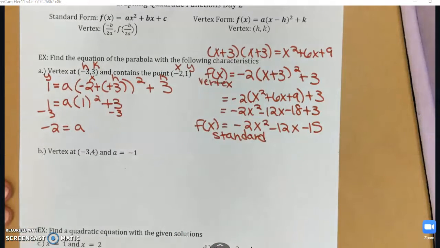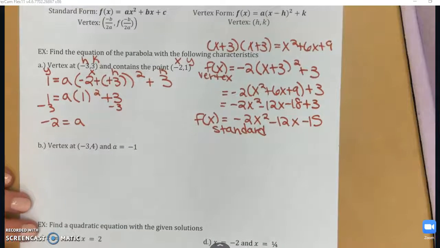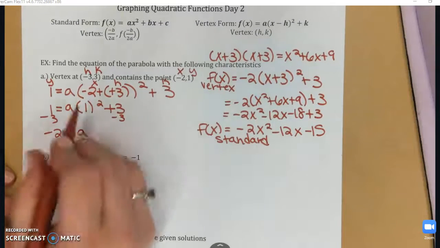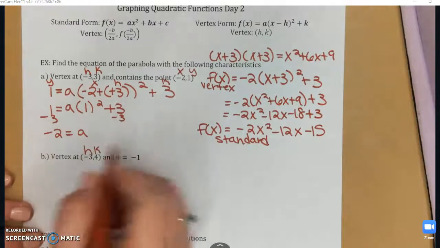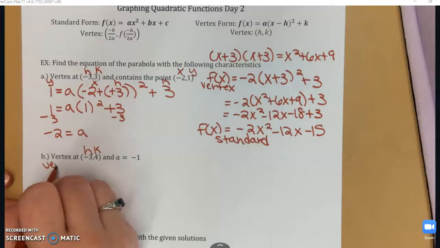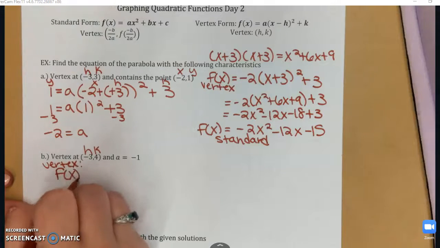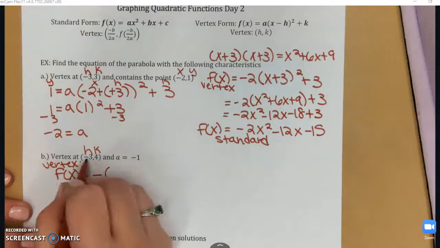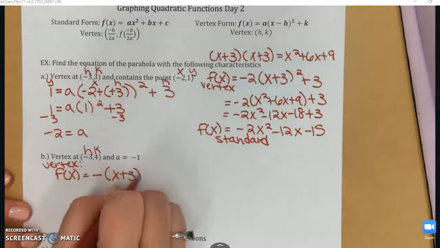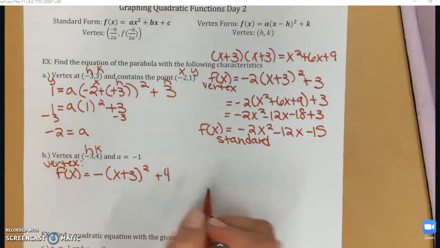Okay, let's practice this again. On example B, I'm given the vertex and a, so I can actually go ahead and write my equation without doing any additional work. So vertex form for my equation is going to be, if a is -1, then negative (x plus 3) squared plus 4.